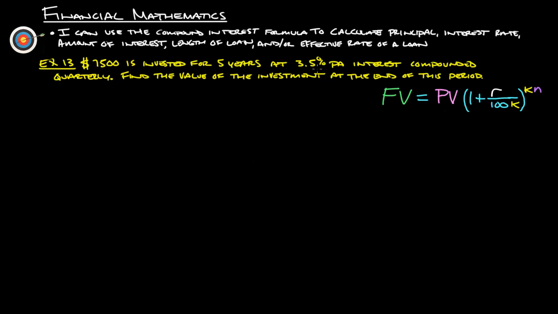Example 13. $7,500 is invested for 5 years at 3.5% per annum interest compounded quarterly. So that's going to change. That's where the k comes into play. Find the value of the investment at the end of this period. So future value is going to equal the initial value, 7,500, times 1 plus the percentage rate, 3.5 divided by 100, times k, again, which is how often it's compounded per year. If it's quarterly, that means it's 4 times a year, so we'll do a 4. Those numbers are always going to match because those are both k's. And then this is for 5 years.